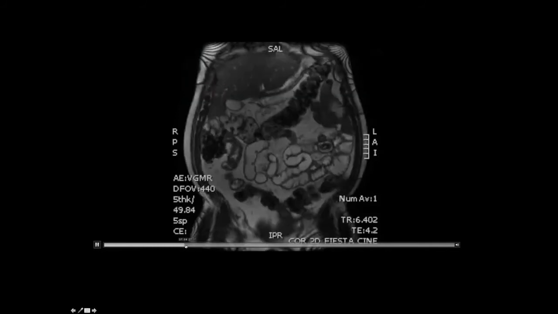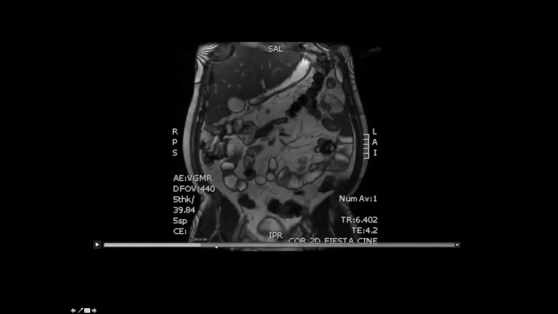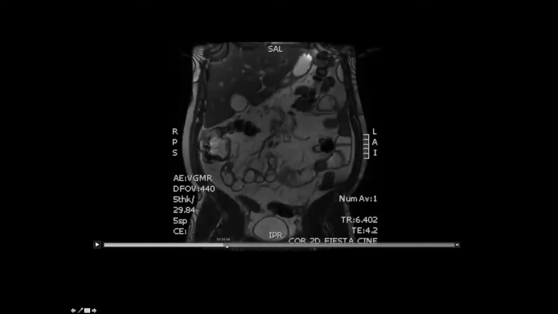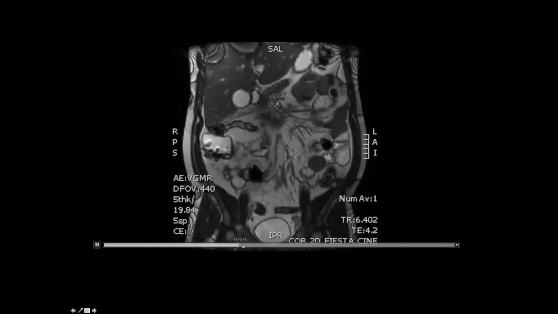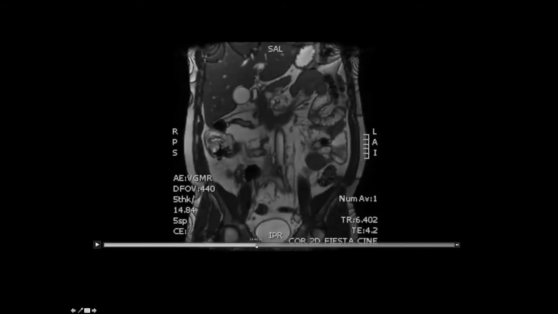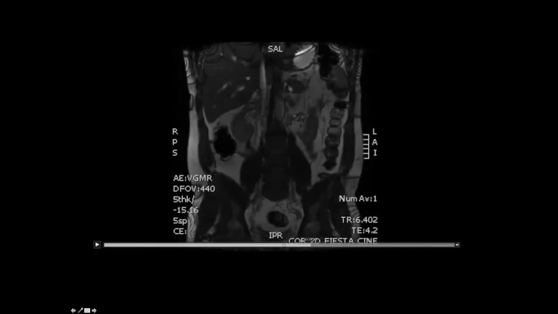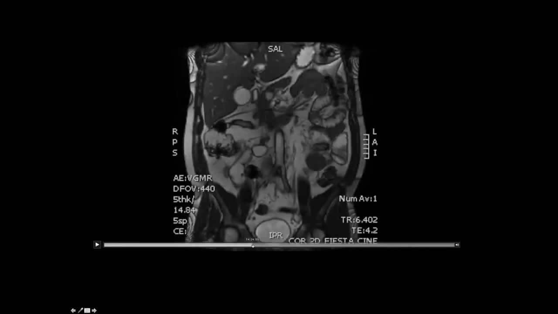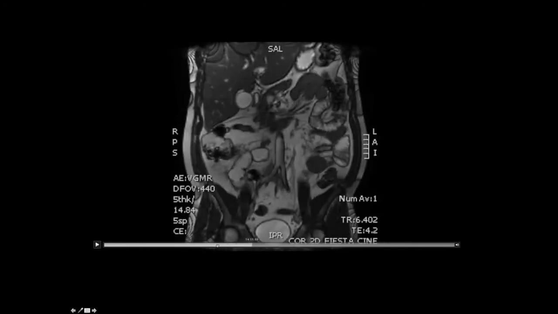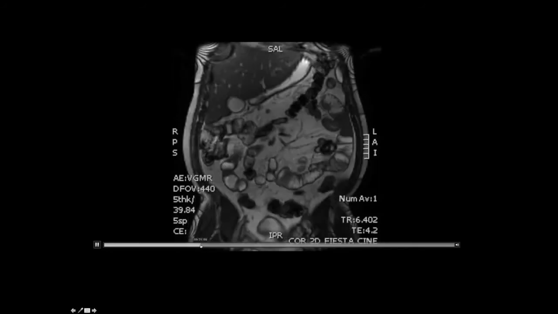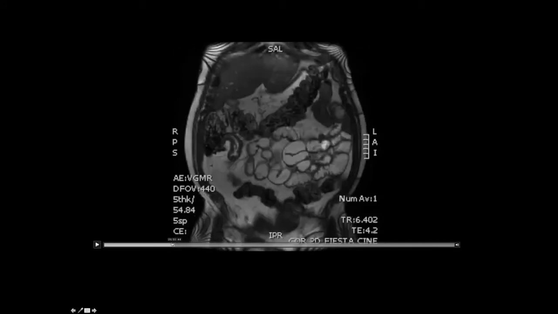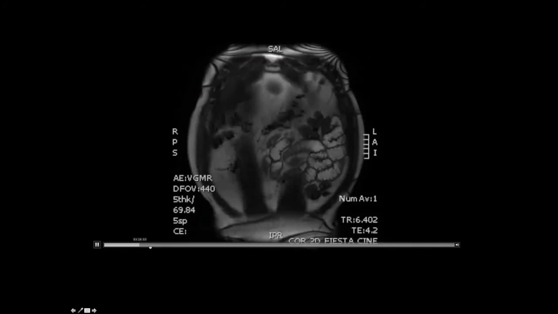By the end of my fellowship, this was the first sequence to look at. I used to look at this one first just to detect the abnormal segment. Okay, so you do see the breathing of the patient as well as the movement of the small bowel. Okay. So repeat again.